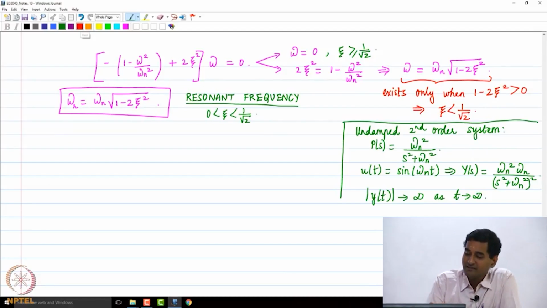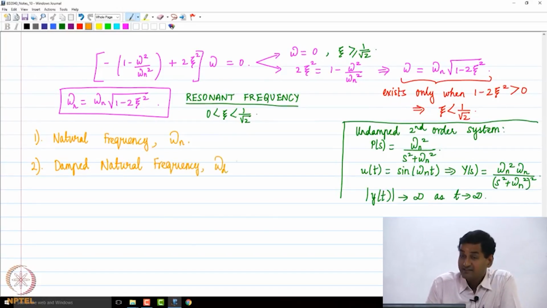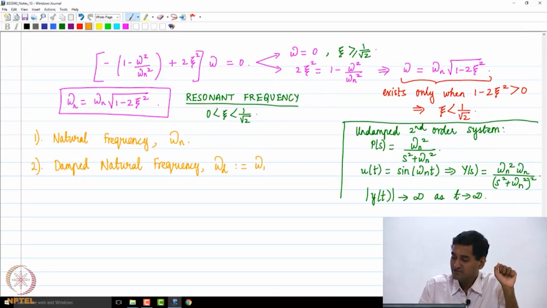So there are three natural frequencies of interest. The first one is natural frequency, which by definition corresponds to the undamped system. The second one was the damped natural frequency, which corresponds to an underdamped second order system, and the damped natural frequency was omega n times square root of 1 minus zeta square.